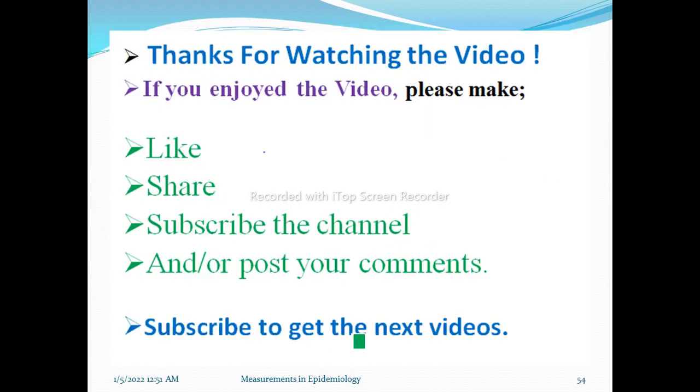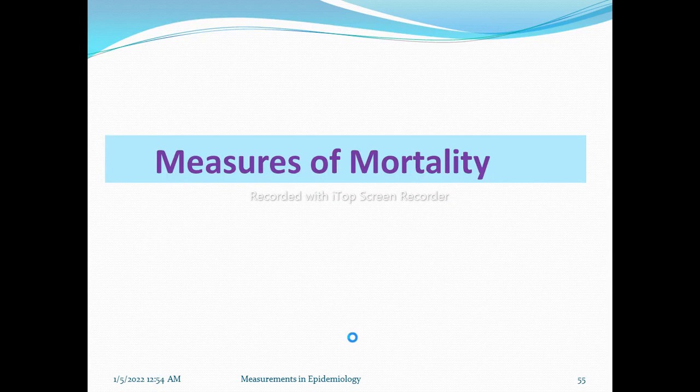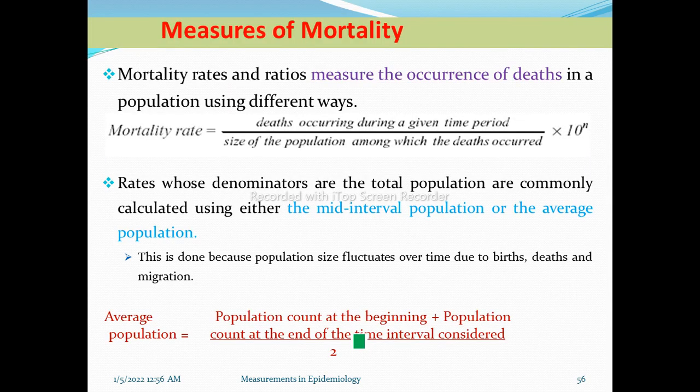So the other is measures of mortality. Now we have seen measures of morbidity: prevalence, period and point prevalence, and incidence, cumulative incidence and incidence density. Now mortality rates and ratios measure the occurrence of disease in a population using different ways.